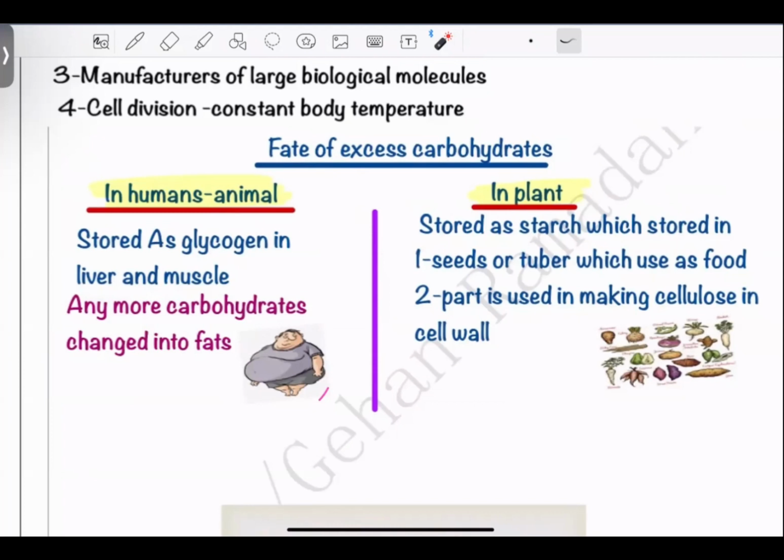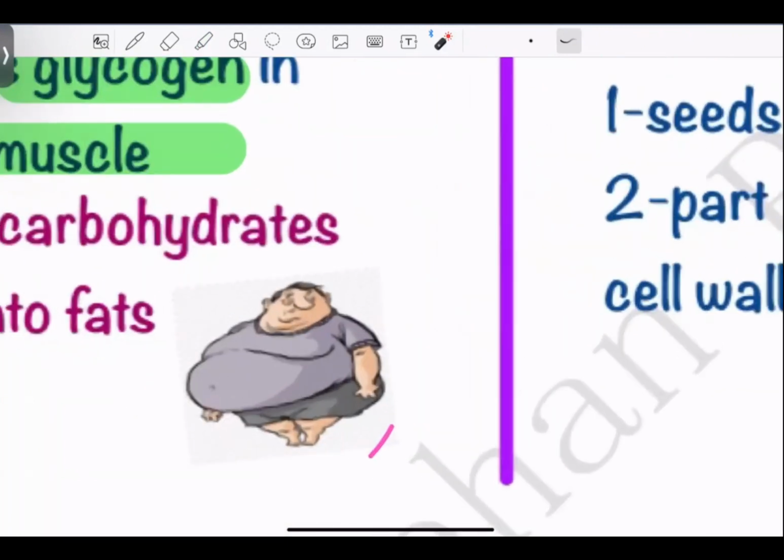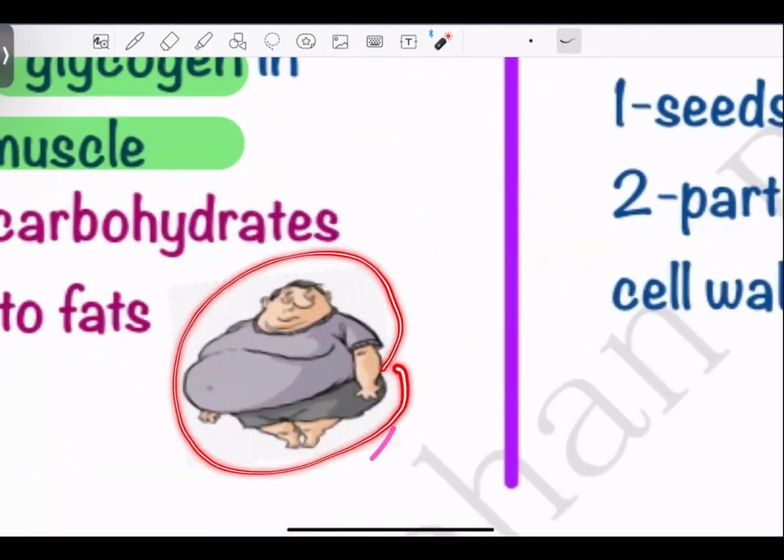And they store it in the human in the form of a molecule. You have to memorize its name, and in plants it is another form. For example, in humans and animals, it is stored as glycogen. This glycogen is stored in the liver and muscles. But what about any more carbohydrates? It's going to change into fat. Do you get it? Yes.